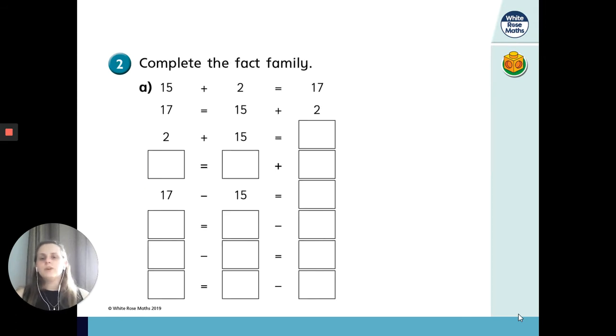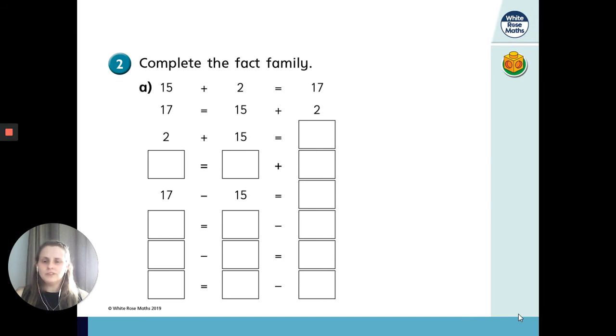Okay, question number 2 then, lots to do here. Complete the fact family. Now, you have got 3 numbers. You've got 15, 2, and 17. Now, all of these boxes will only contain 15, 2, or 17. You shouldn't have any other numbers, okay? So make sure you keep that in your head because it's really, really important for this question.